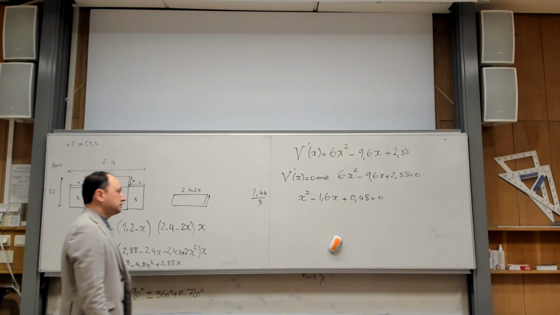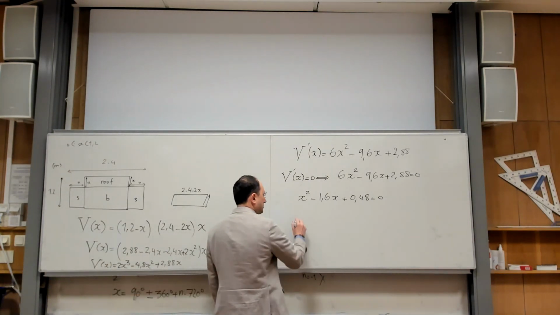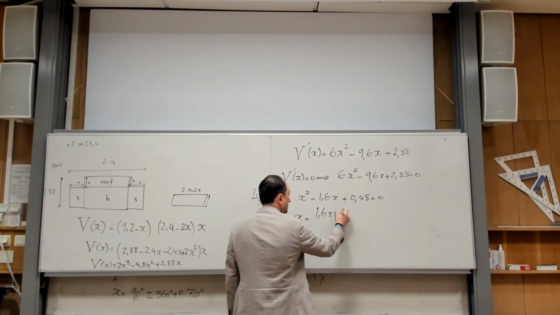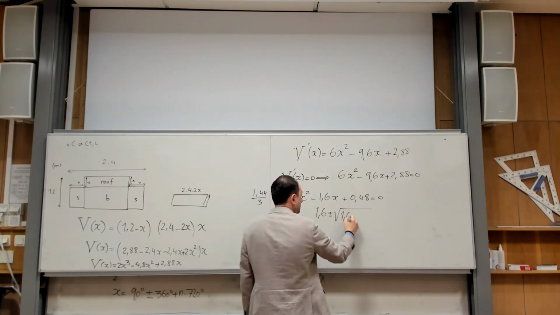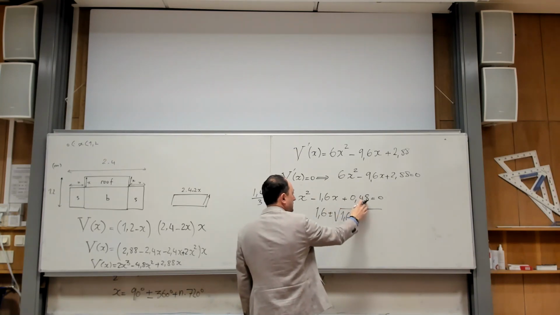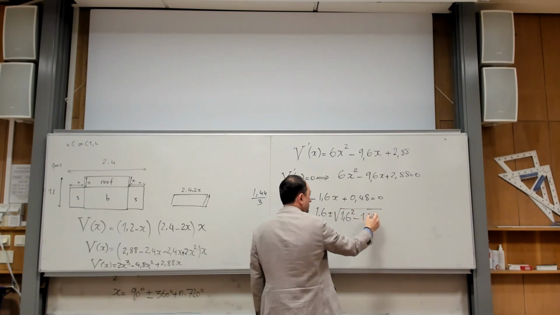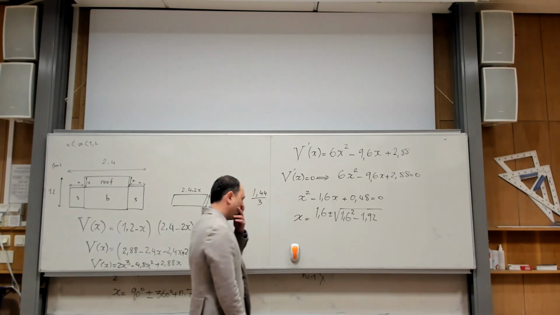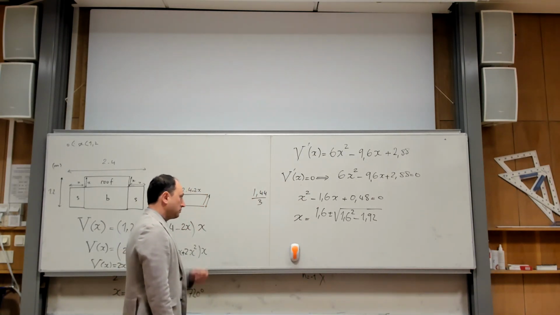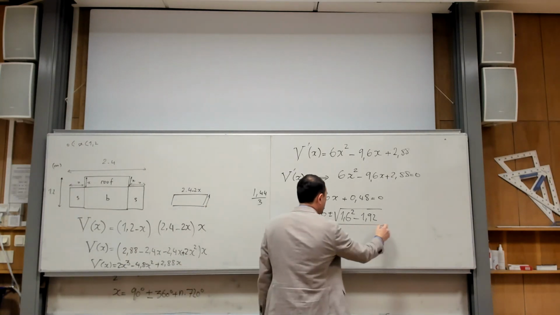Okay, and then we put them in the ABC formula. So x becomes negative b, which is 1.6, plus or minus the square root of 1.6 squared, and then I have minus 4 times this times that, which is 1.92, yes? Now please check my calculations, okay? And then divide by 2 times 8.